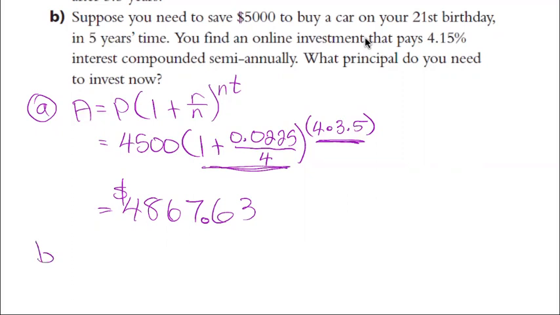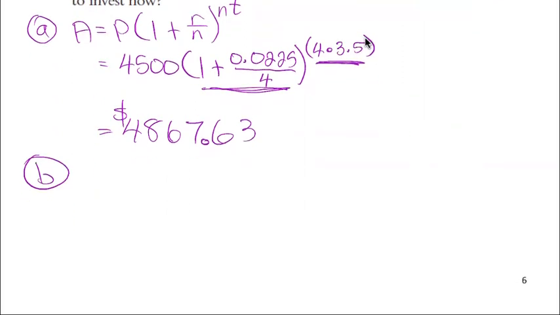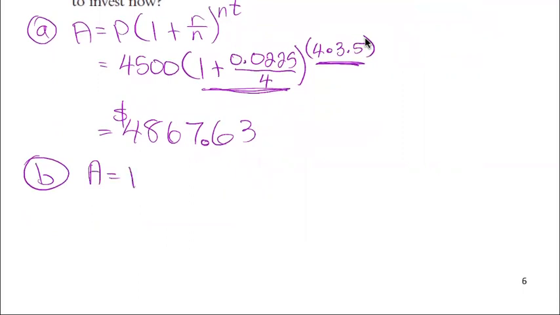Question B. Suppose you need to save $5,000 to buy a car on your 21st birthday in 5 years' time. You find an online investment that pays 4.15% interest, compounded semi-annually. What principal do you need to invest now? So again, I'm going to start with my formula and fill in what I have.